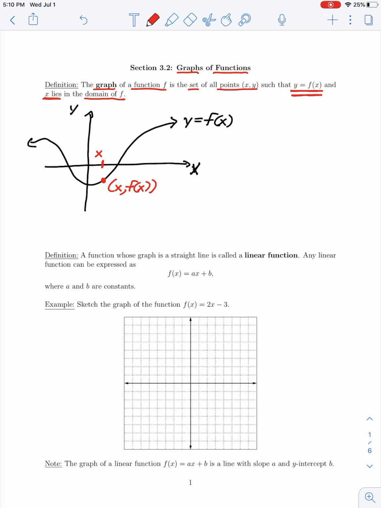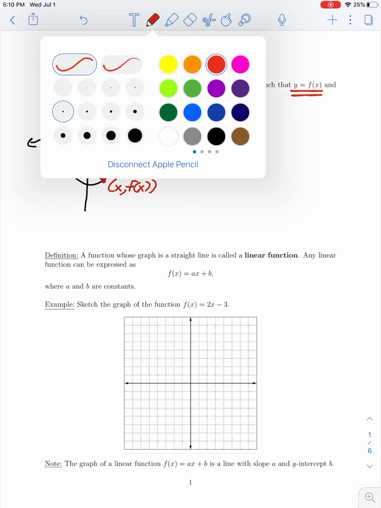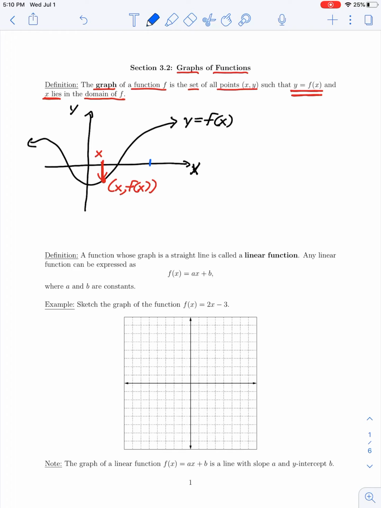So if f of x is negative, we're moving downward from the value of x to get our negative y-coordinate. And if we choose another value of x, and we substitute into our function, and we have a positive f of x value, we would move upward from that x value to get a positive y-coordinate. So the collection of all such points in the xy plane, which are defined in this way, is called the graph of our function.